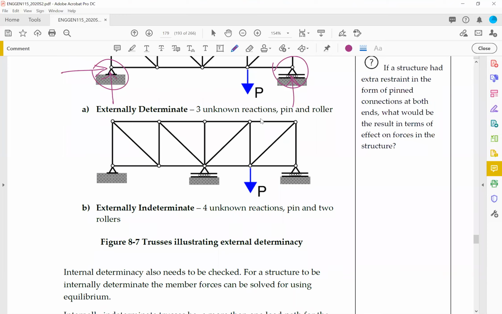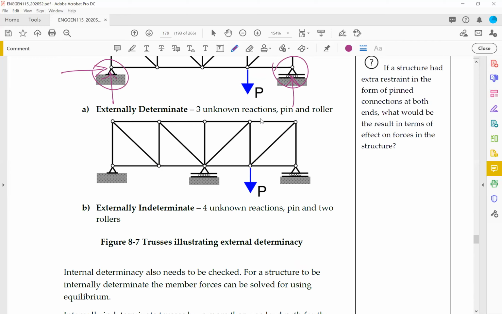So external indeterminacy is where the supports provide too many reactions for you to calculate. So if there were 4 unknown reactions and we only had 3 equations, then we wouldn't be able to determine the reactions from those supports.